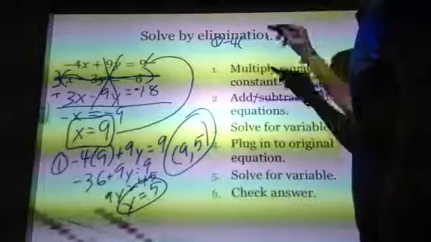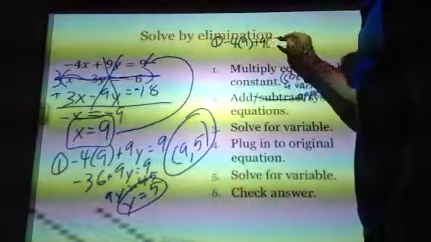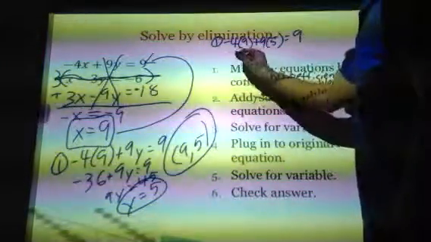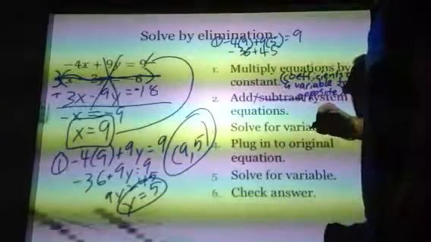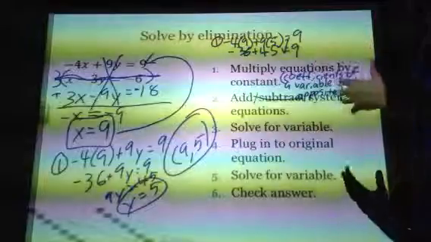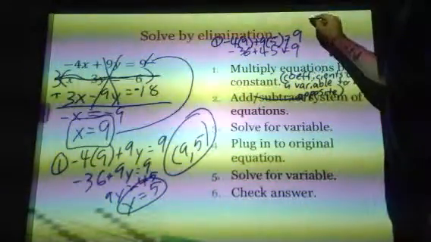Negative 4 times 9 plus 9 times 5 should equal 9, so that's going to be negative 36 plus 45 equals 9. That's a true thing. Negative 36 plus 45 does equal 9. So equation 2 here.